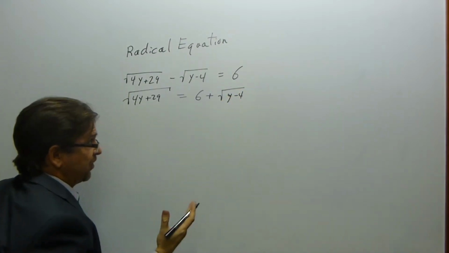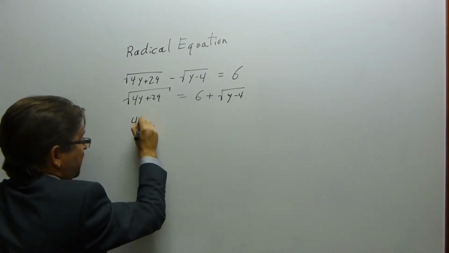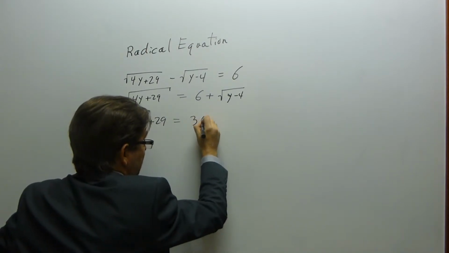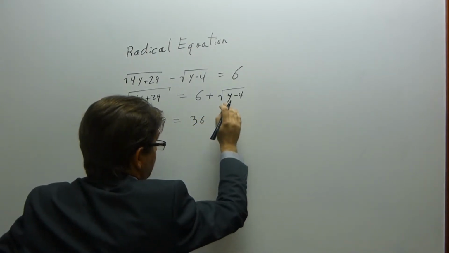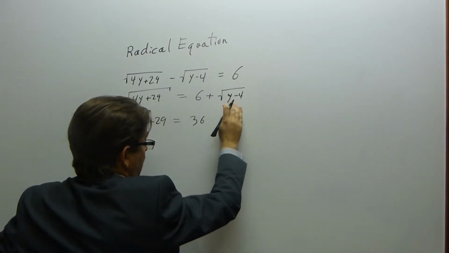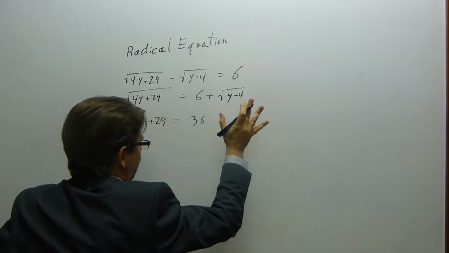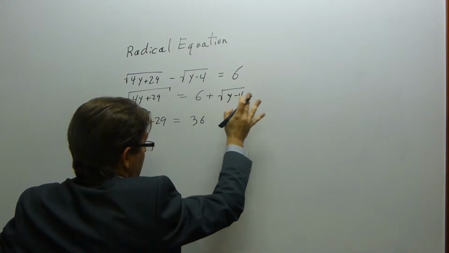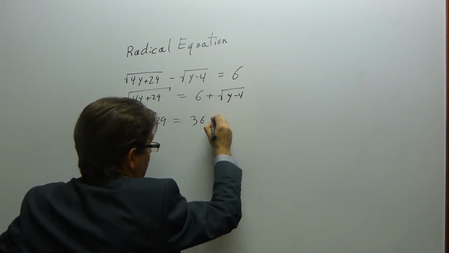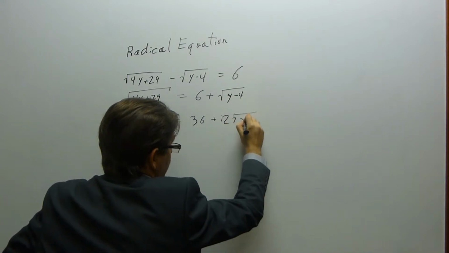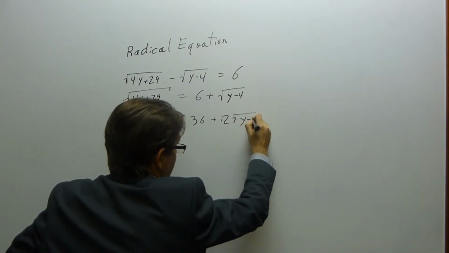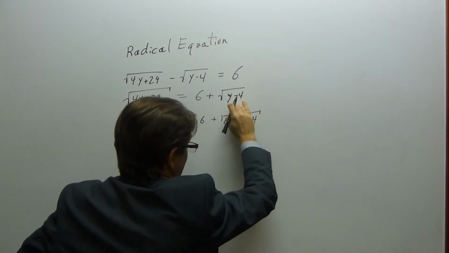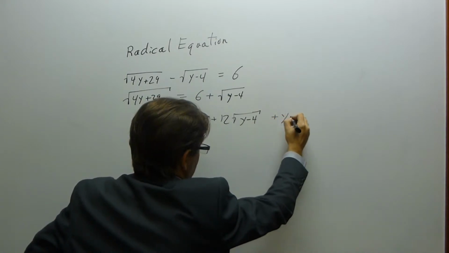Let's multiply both sides times each other. Okay, this comes off nice and easy. 4y plus 29 equals 6 times 6 gives us 36. Let's see, root y minus 4 times root y minus 4. Let's do a proper FOIL. That's 6 times root y minus 4, but we do that twice, so we get 12 root y minus 4. And root y minus 4 times root y minus 4 gives us y minus 4.